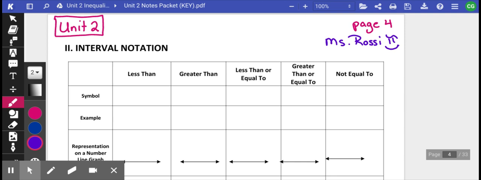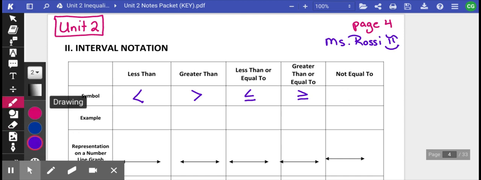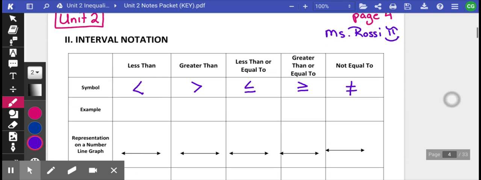Our less than symbol, remember, looks like an L. Our greater than, the opposite. Less than or equal to, having a little part of the equal sign underneath it. Greater than or equal to, and then also not equal to. So for not equal, an equal sign with a slash through it.